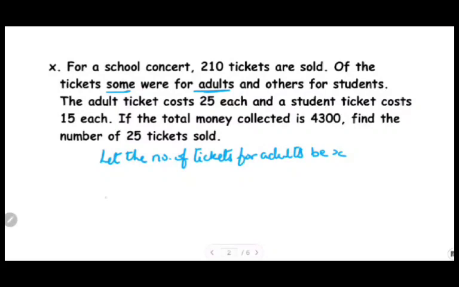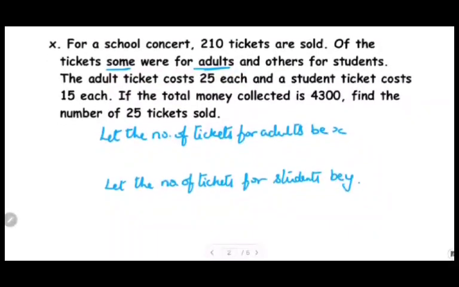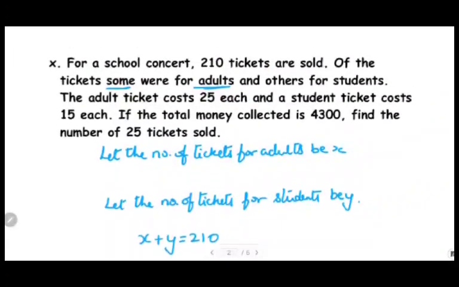So no correlation. So let, I'm keeping this space, you'll know why, let the number of tickets for students be y, and this is a total. So some were for adults plus some were for students, and the total sold is 210. Okay, the adult tickets cost 25 each. So what's going to be the amount?